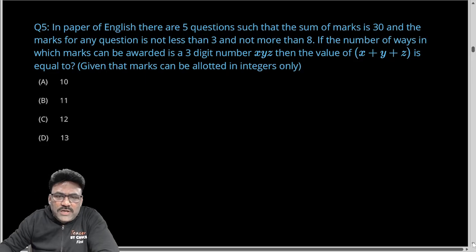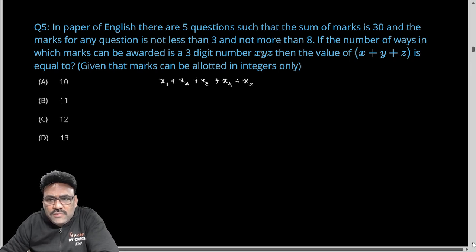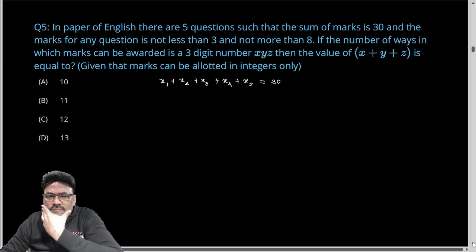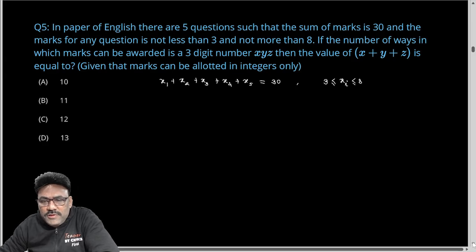So let's say the marks obtained in these 5 questions are x1, x2, x3, x4 and x5, and the sum is given as 30. The sum of all 5 marks is 30. Now they are saying that the marks of any question is not less than 3 and not more than 8, meaning each xi lies between 3 and 8.